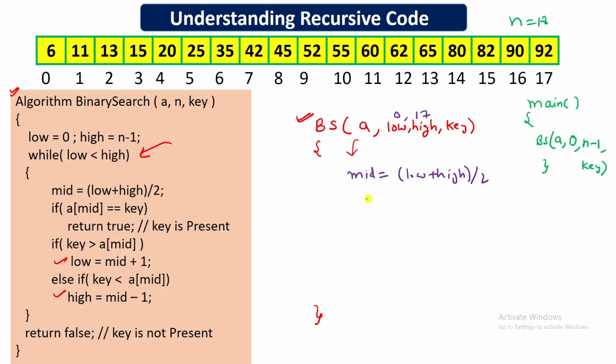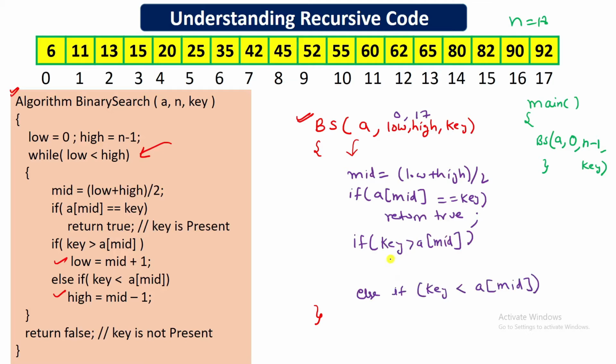I find the midpoint and then I will check again. If your key is equal to A of mid, I will return true. And if it is not equal, then again I will check where I should move, whether to the left side of this mid element or to the right side. Now if key is greater, that means I will move to this side of the mid element, so I should call binary search on A.